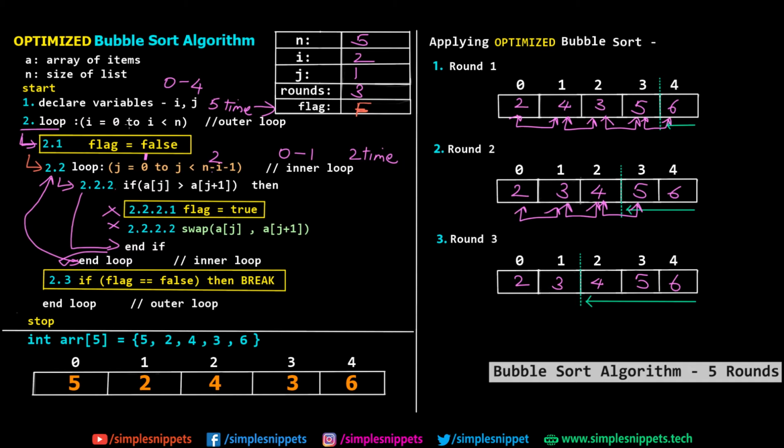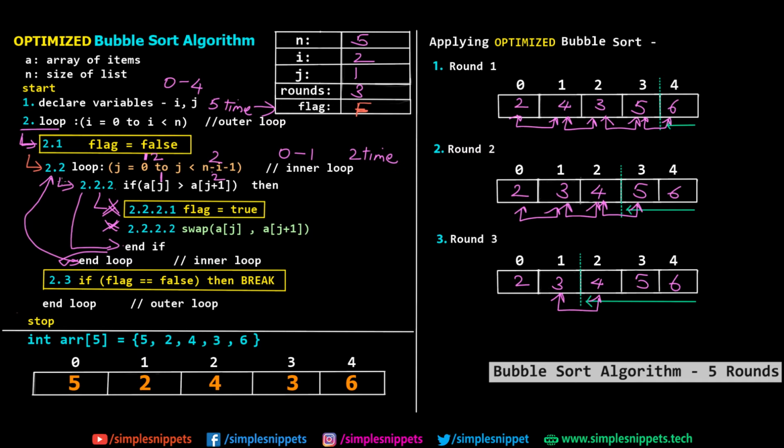Now we are going to check a of 1 and a of 2, right? So a of 1 is 3 and a of 2 is 4. Is 3 greater than 4? No. So again, we will not go inside the if block. We will not execute these two steps. We will end if, end loop, again come at the start. J will now become 2. Now 2 is not less than 2, right?